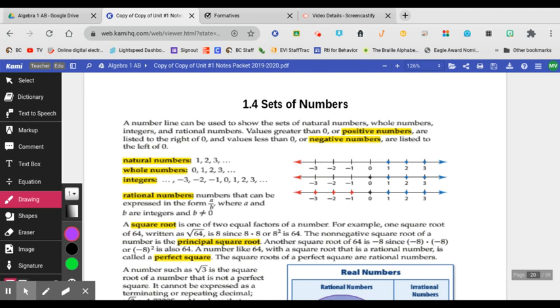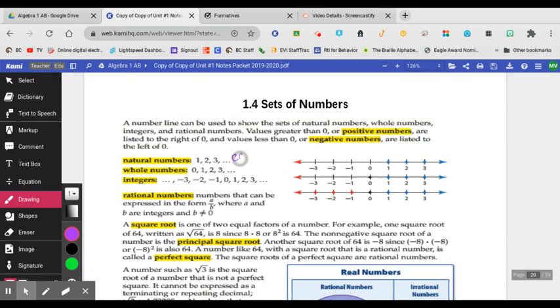Hello. Today our notes are on 1.4 sets of numbers. I know you all did this at the beginning of 8th grade because remember that's what I used to teach. So let's begin. Our natural numbers are our numbers when we count: 1, 2, 3, 4. Those are also sometimes called our counting numbers.